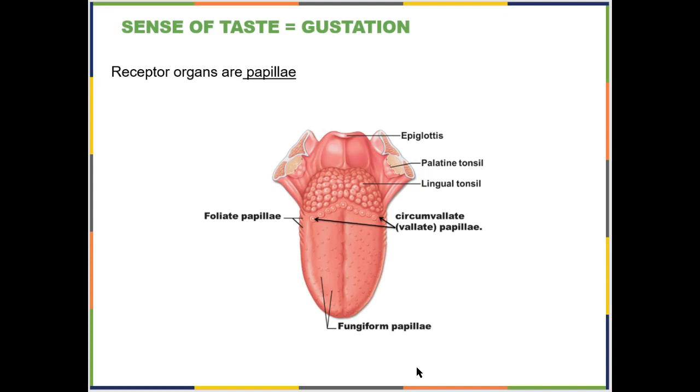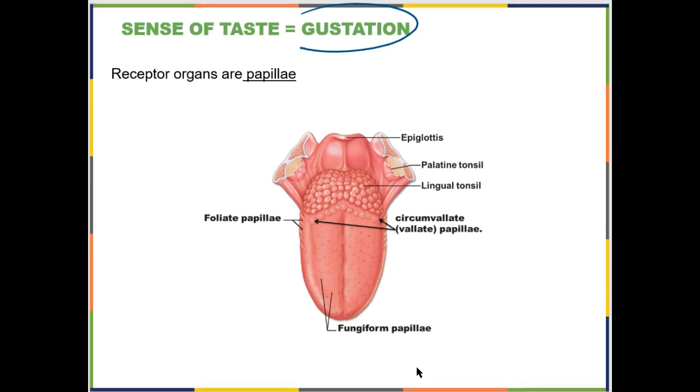Next up, taste. This one is straightforward as well. You simply want to know that taste is gustation, this being anatomy and physiology. We can't just say smell and taste. We have to say gustation and olfaction. You want to know that the receptor structures, really small organs for sensing taste, are called papillae.